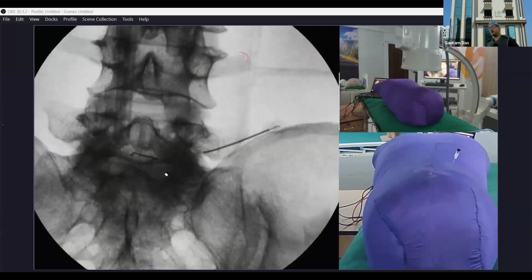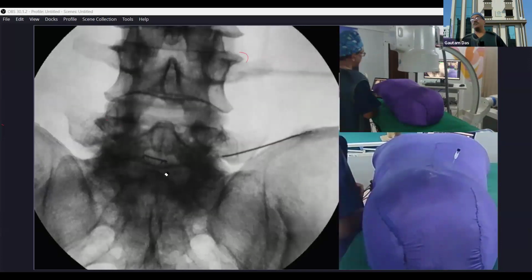Okay. So fine. So that is the final needle position. It is below the pedicle, and we are in the posterior part of the foramen.